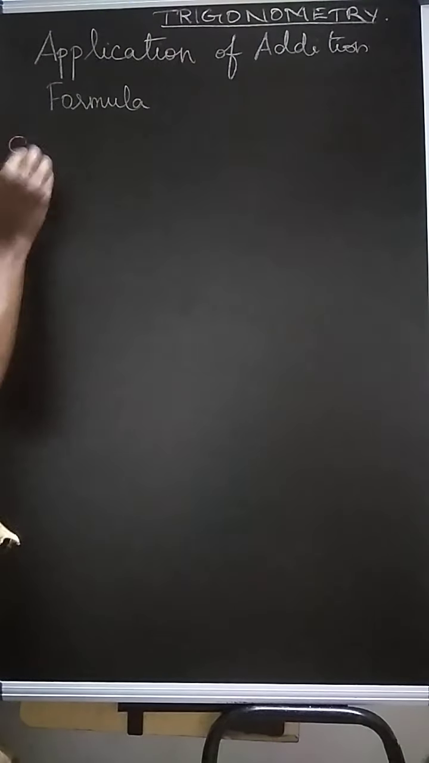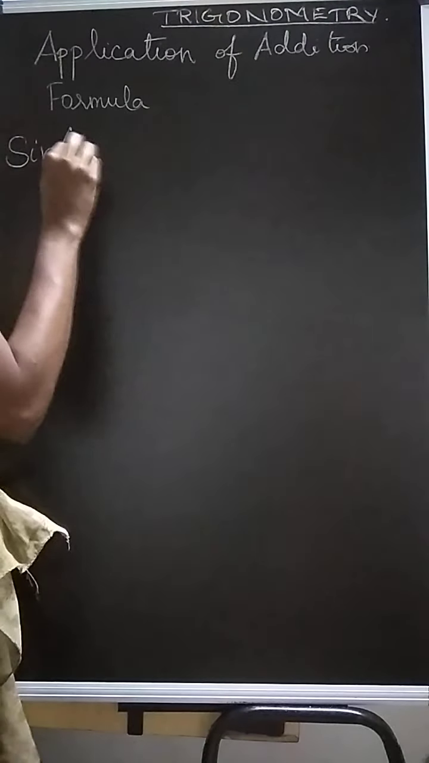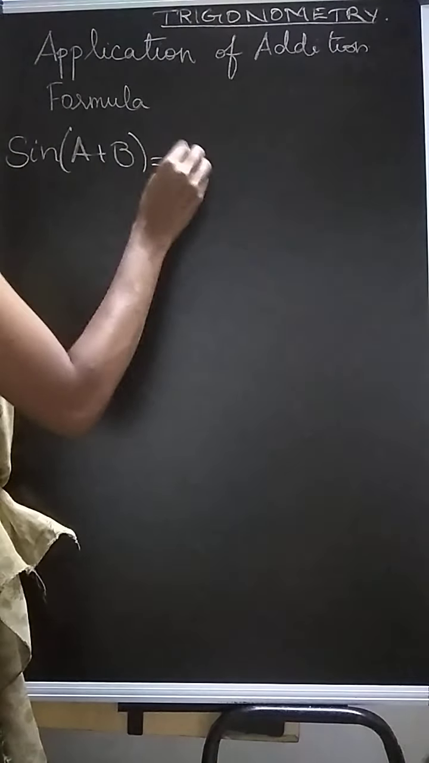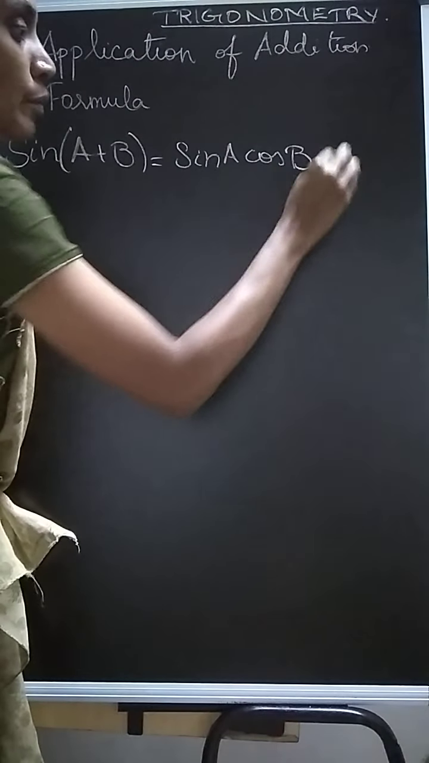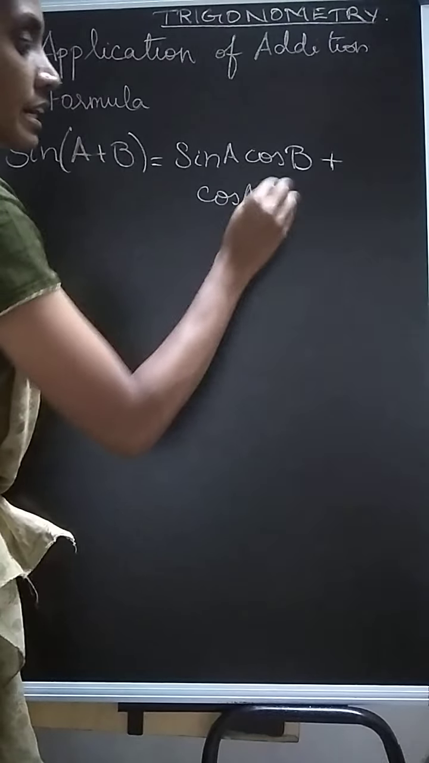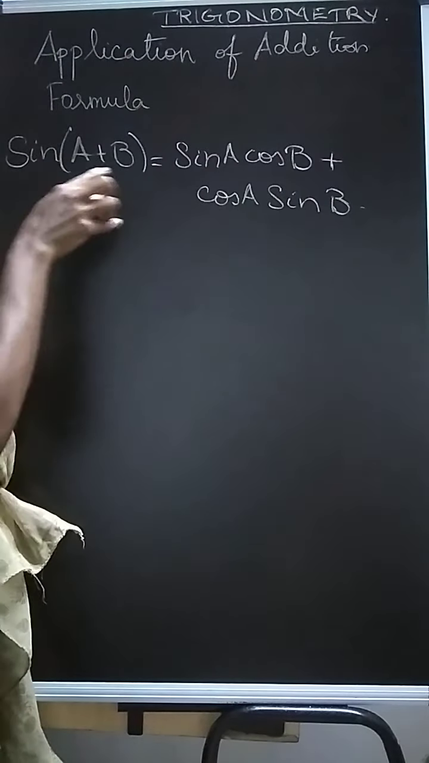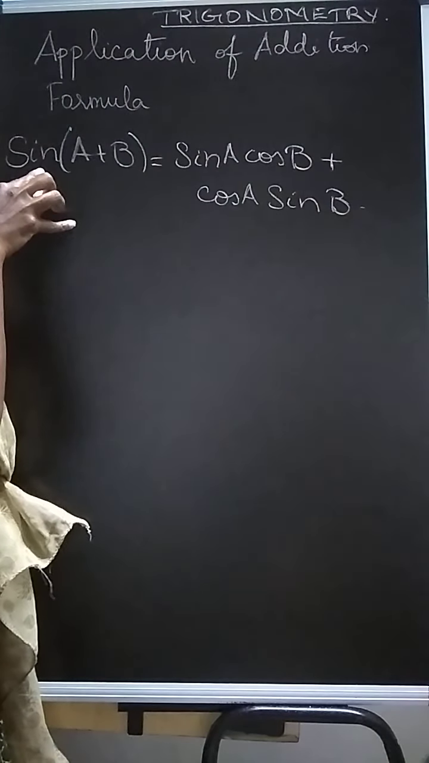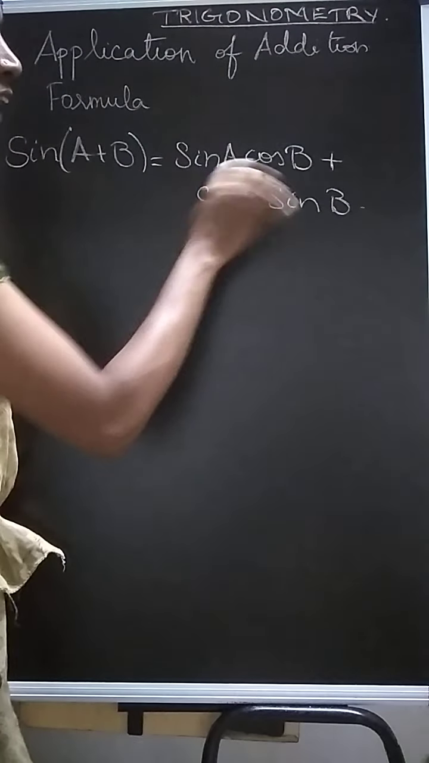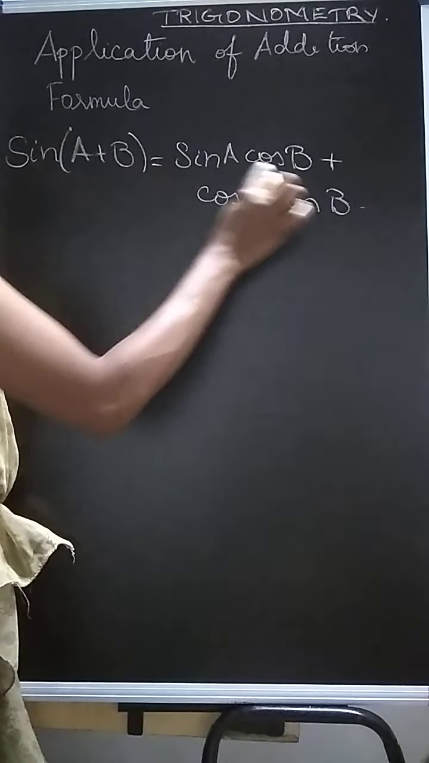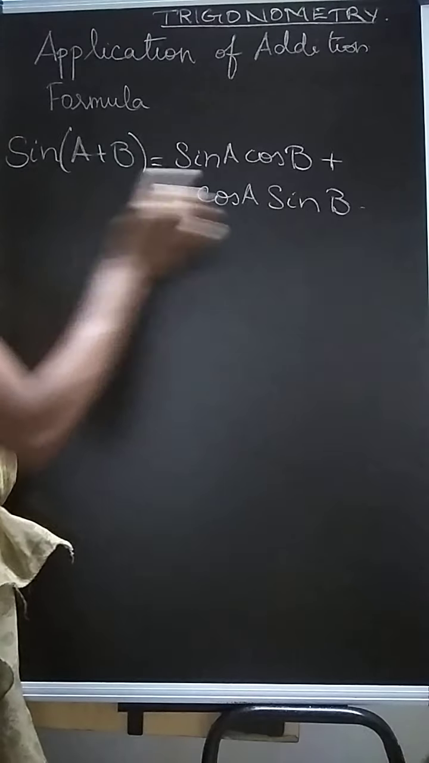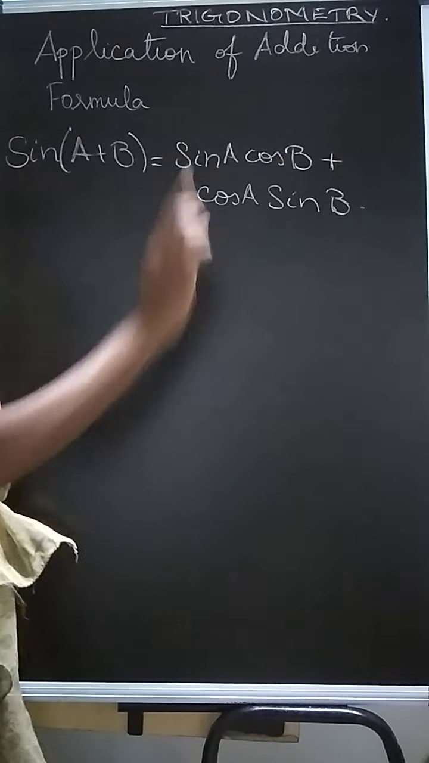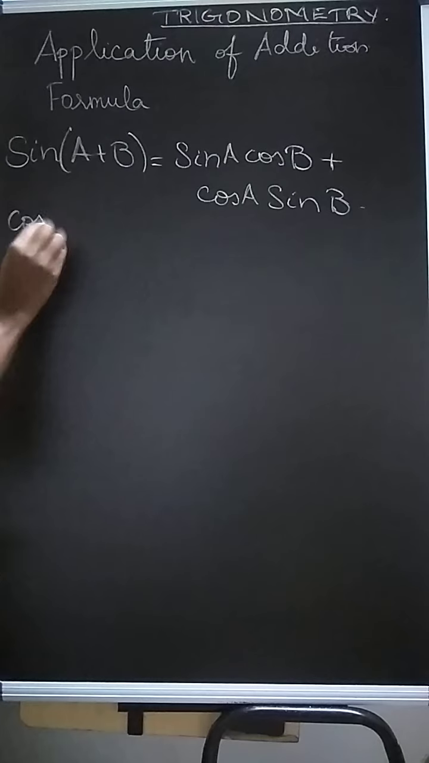Now see, you have the formula sin(A+B) = sin A cos B + cos A sin B. Remember it like this: for sin(A+B), the angles are different in each term, sin A cos B plus cos A sin B. Here plus is there, so we are putting a plus here. So remember like this.